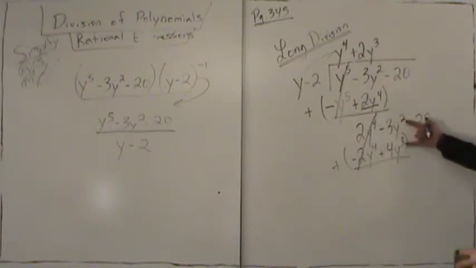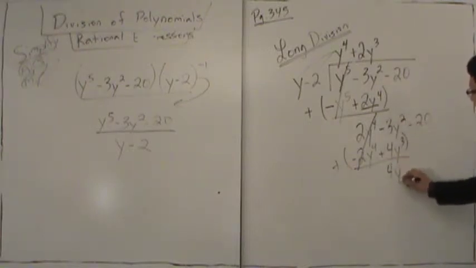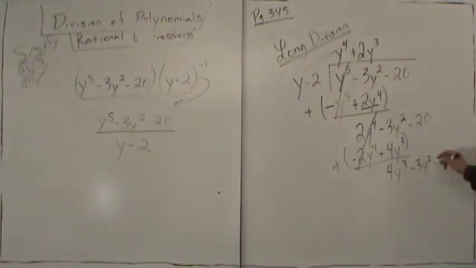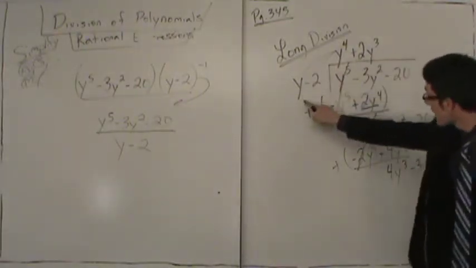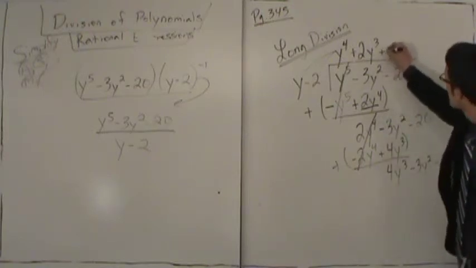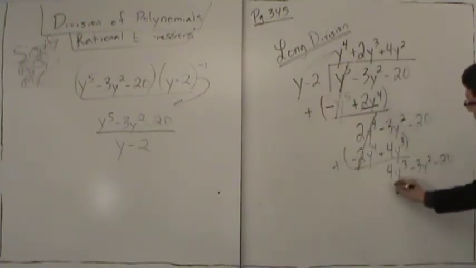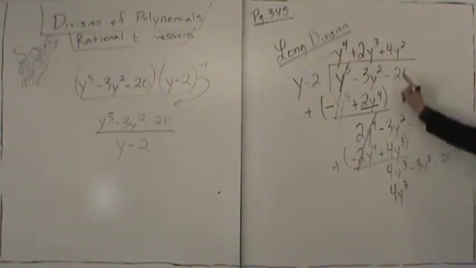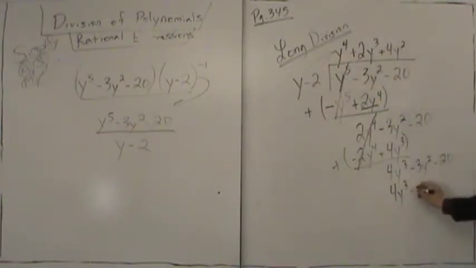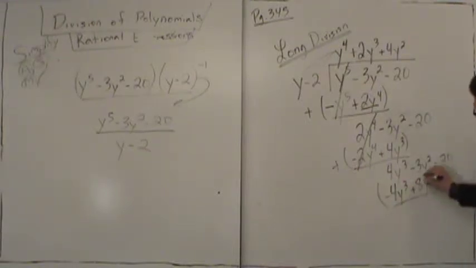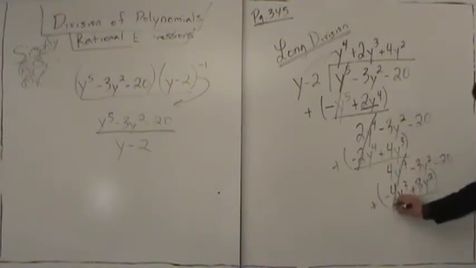No. They don't match, so we have the 4y cubed first, then minus 3y squared, then minus 20, and start the process over again. What times y gives 4y cubed? We have 4y squared. So now 4y squared times y gives 4y to the 3rd. 4y squared times negative 2 gives negative 8y squared. We change the signs and add. The front, 4y to the 3rd plus negative 4y to the 3rd cancel.